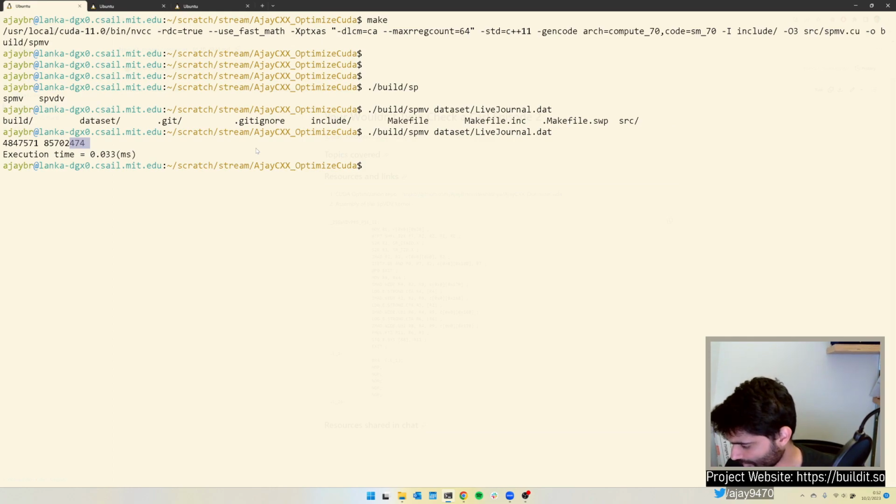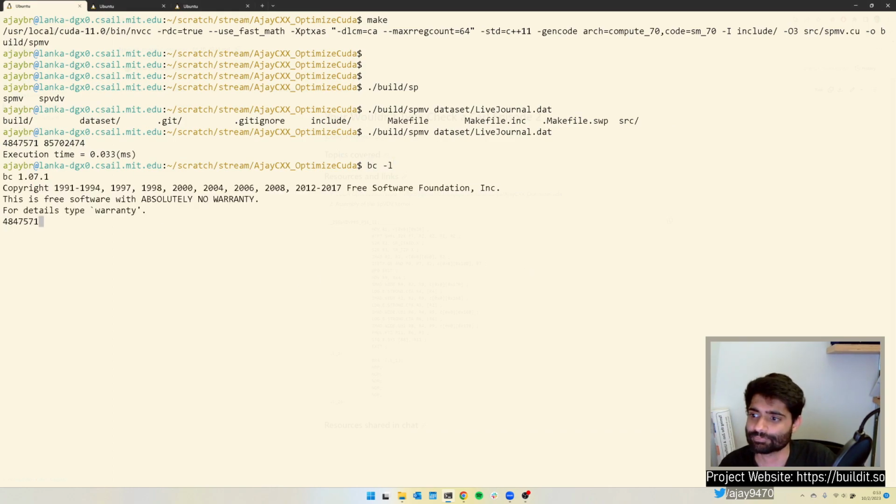85 million non-zeros. Just to give you a sense, if we had used a dense representation for this, it would have been a huge number. It would have been something on the order of, let's see how much memory this would have taken us to store. So 4 bytes per float, and let's convert this to kilobytes, megabytes, gigabytes.